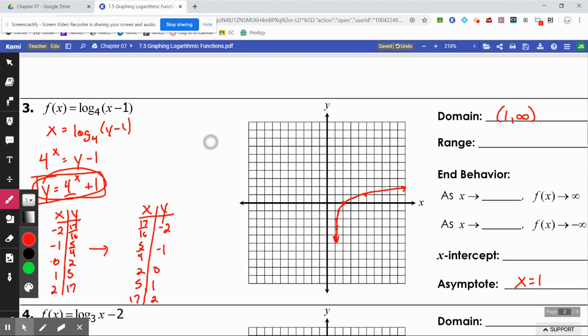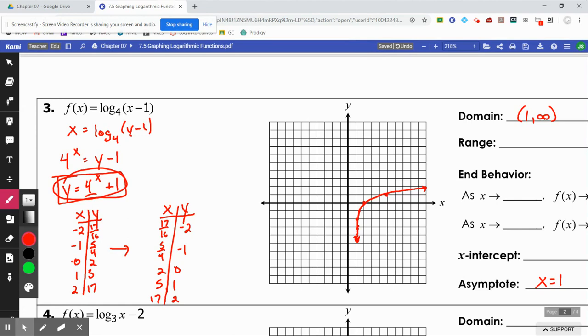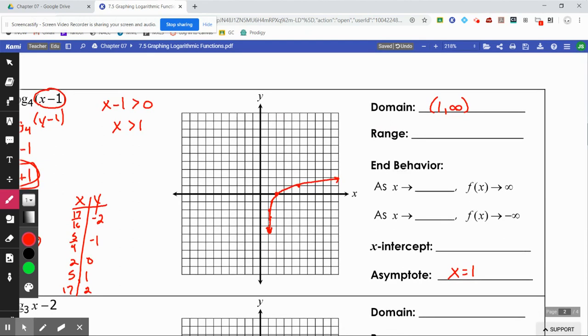And again, a reason for that, you can do it like this. The stuff that you're taking the logarithm of, x minus 1, has to be bigger than 0. You cannot take the log of a negative. You cannot take the log of 0. Once you solve that by moving the 1 over, it tells you that your x values have to be bigger than 1. So that's how I get the 1 to infinity, or by looking at my graph.